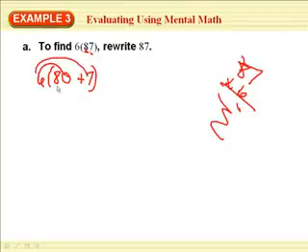So 6 times 8 is 48, and add the 0, plus 6 times 7 is 42. So 480 plus 42 is 522. So by breaking down numbers into smaller pieces, you can evaluate them mentally.